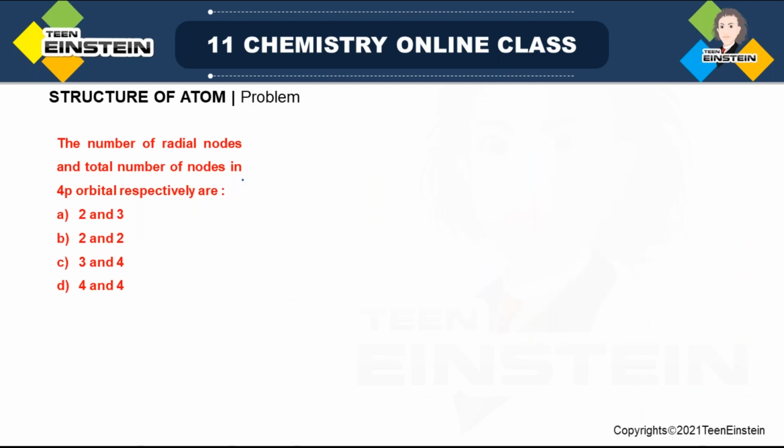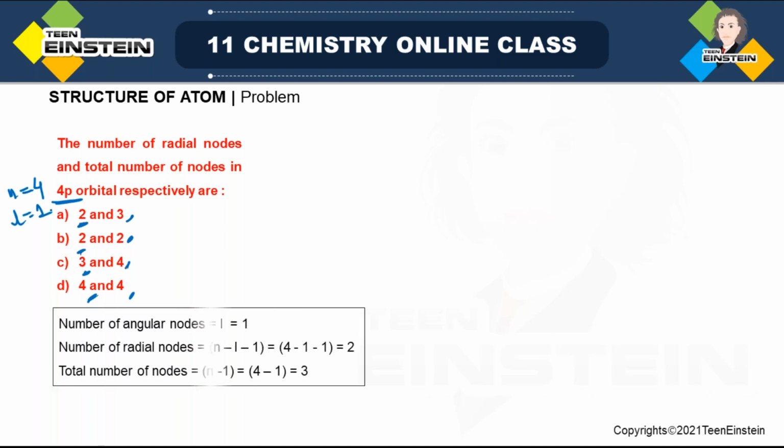The problem is asking for the number of radial nodes and the total number of nodes in a 4p orbital. The first value is the radial node, the second value is the total number of nodes. So it is 4p. For 4, the n value is 4, and the l value is 1 because it is a p orbital. Use the formula.